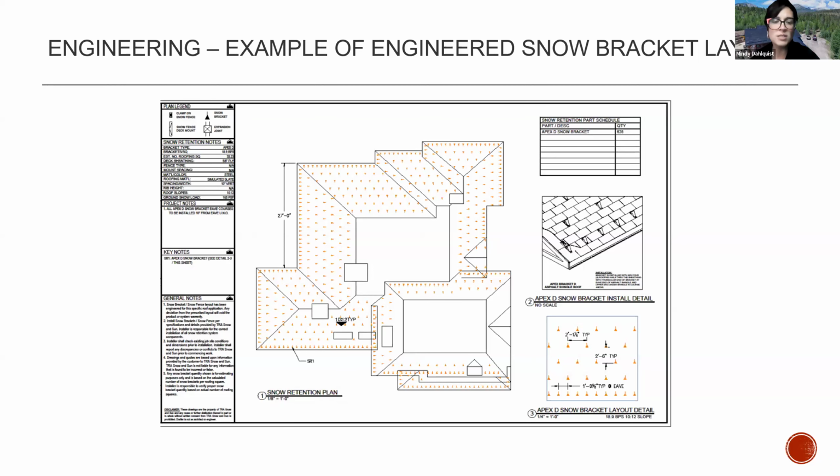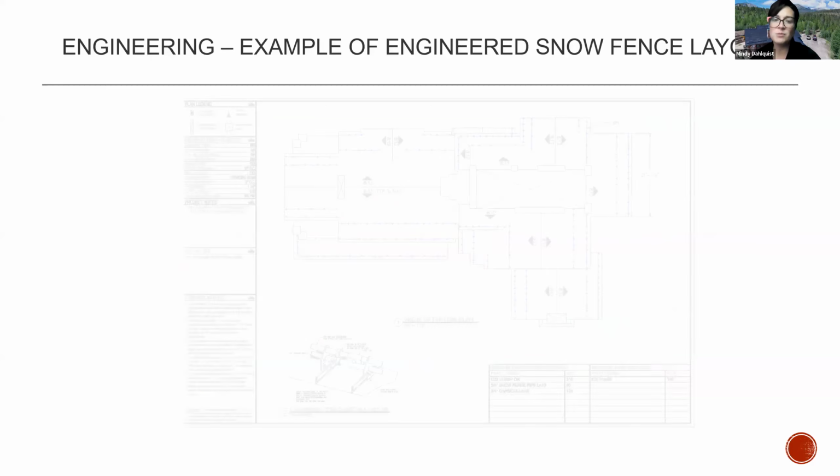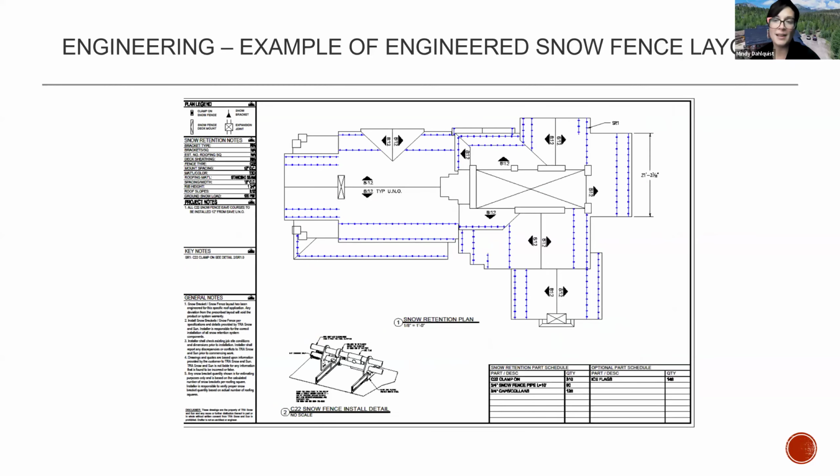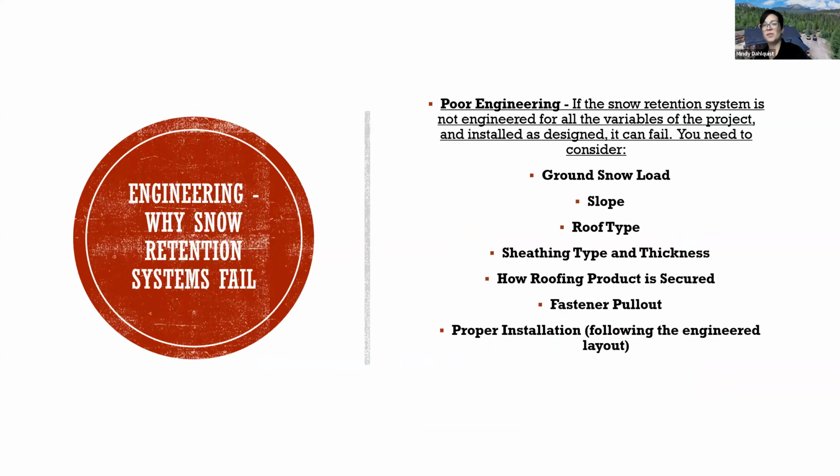Your eave course is always doubled from what you go into the field at. And then as we move on, we can see a snow bracket layout here as well.